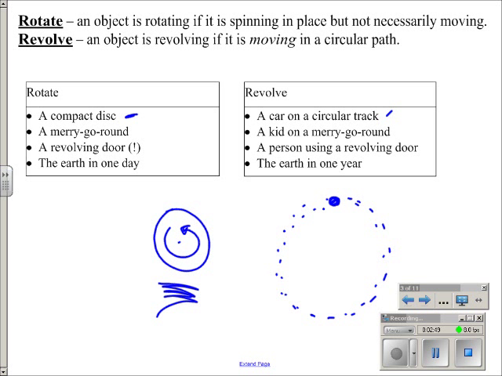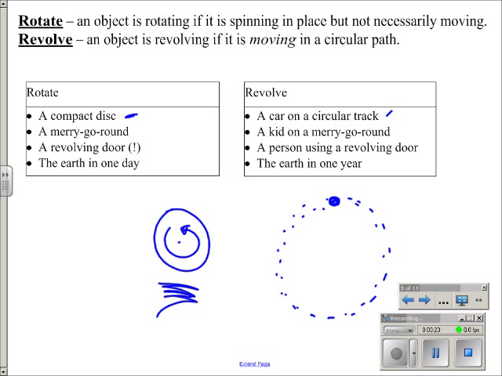All right. So examples of each. An object that's rotating would be a compact disc or a record if you are more into the vinyl. A merry-go-round, either on a playground or at an amusement park, rotates, right, because it spins in place. Strangely, a revolving door, the door itself doesn't really move, does it? I mean, it turns, but it doesn't change location. So a revolving door is named badly because it just rotates. All right, and finally, the Earth every day rotates exactly one time.